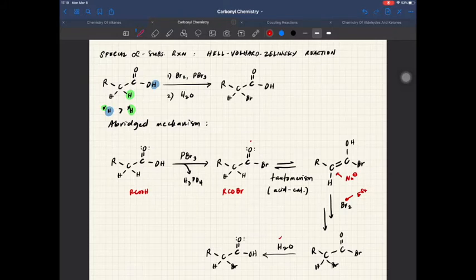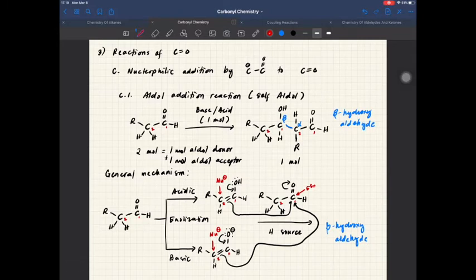Okay, another type of reaction of aldehydes and ketones is what we call the nucleophilic addition by the alpha carbon of a carbonyl-containing compound to another carbonyl-containing compound. This type of reaction is a named reaction. It is named the aldol addition reaction. In this case, it is a self-aldol reaction because it only reacts with itself.